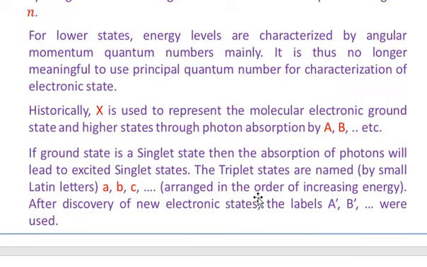So you see that we can use capital X as the ground state symbol, and capital A and capital B as the excited state symbols through absorption spectroscopy. Historically, these nomenclatures can be used. The triplet states can be designated by small a, small b, small c, and so on. After the discovery of new electronic states, the labels A prime, B prime, and so on can also be used for the excited electronic states.